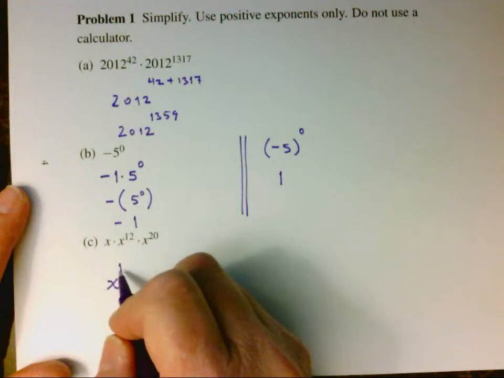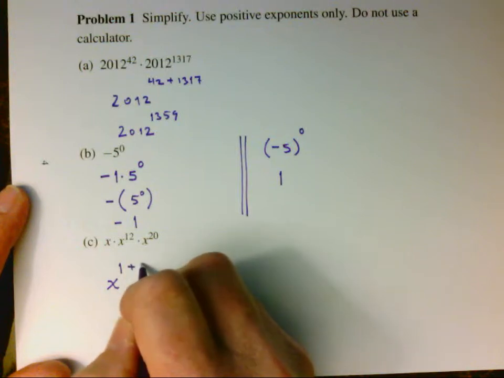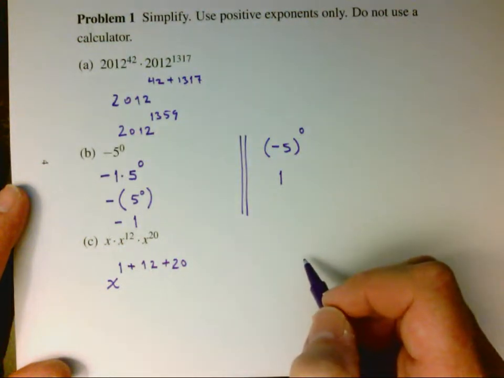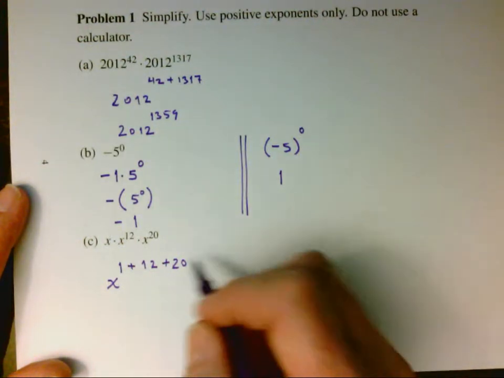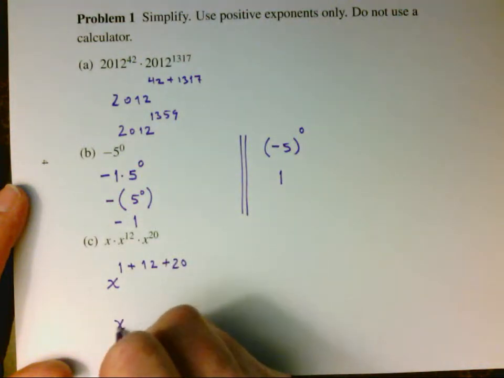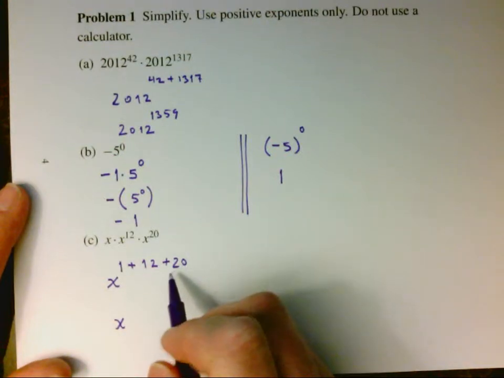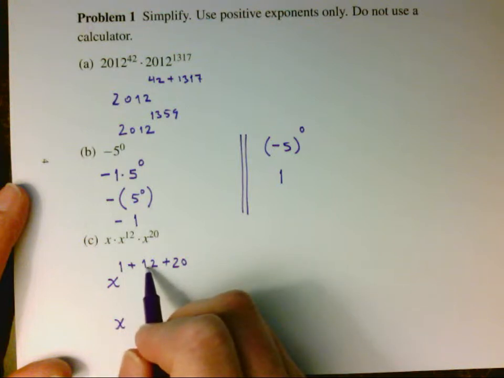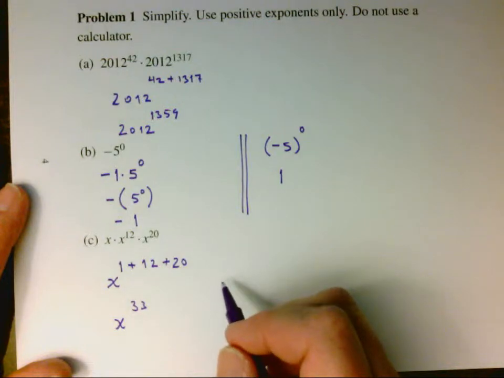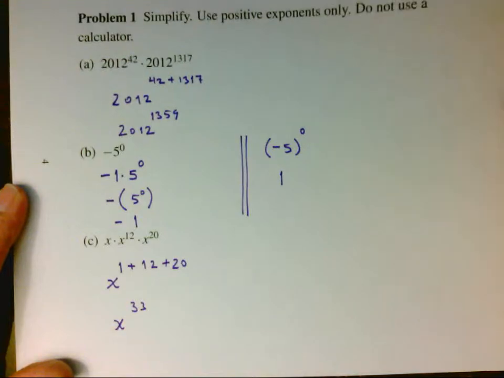So x to the 1 doesn't need to be written, and in fact in simplified form the 1 is not written. Remember that when it says simplify your answer, if you get down to x to the 1, you write x as the simplified answer. So here we have 1 plus 12 plus 20. The exponent is simply counting how many copies of x we have available to multiply, and we have 1 plus 12 more is 13 plus 20 more is 33. So we're multiplying all told 33 copies of x together. The exponent tells you how many copies of the base you are multiplying together.